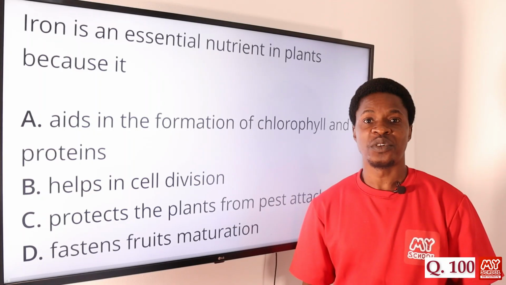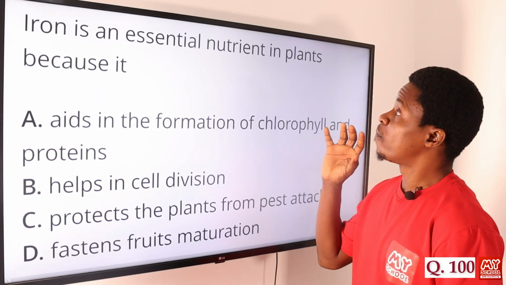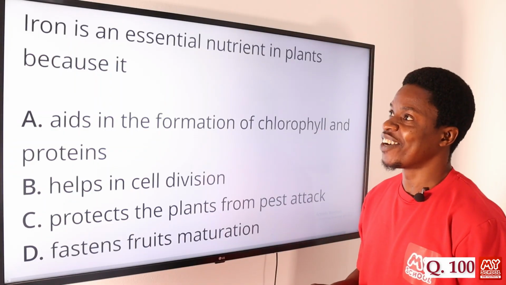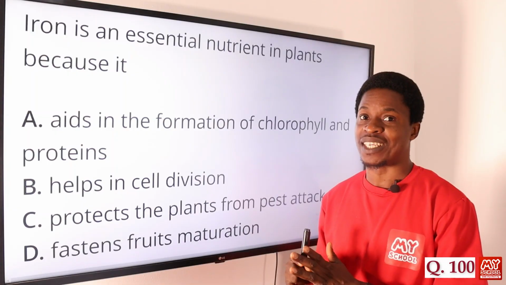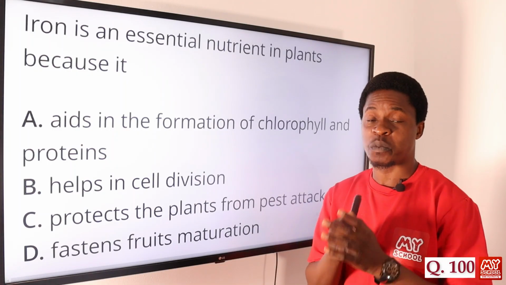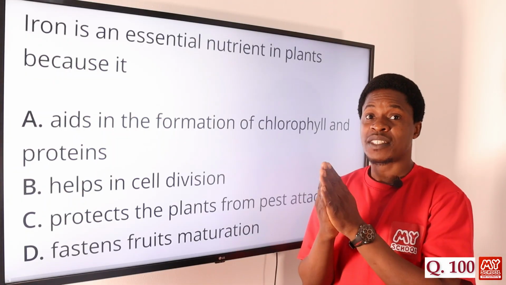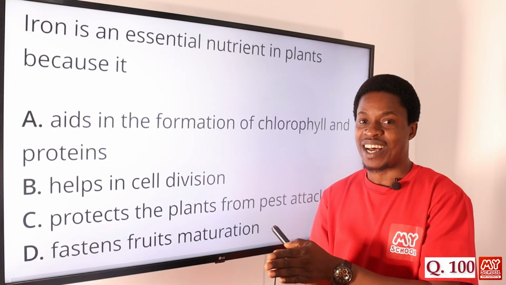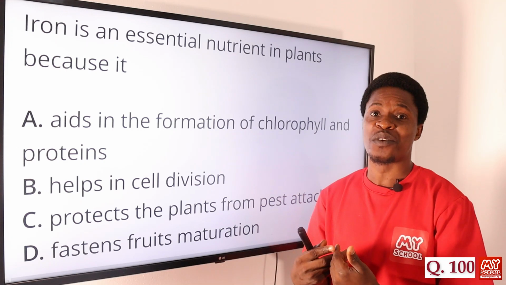Now let's move on to question 100. Iron is an essential nutrient in plants because it what? Don't forget that iron is one of the major components in chlorophyll. And we know that chlorophyll is present in the chloroplast, and chloroplast is present in green plants, usually in the plant cell. And what it does is to aid the rate of photosynthesis.